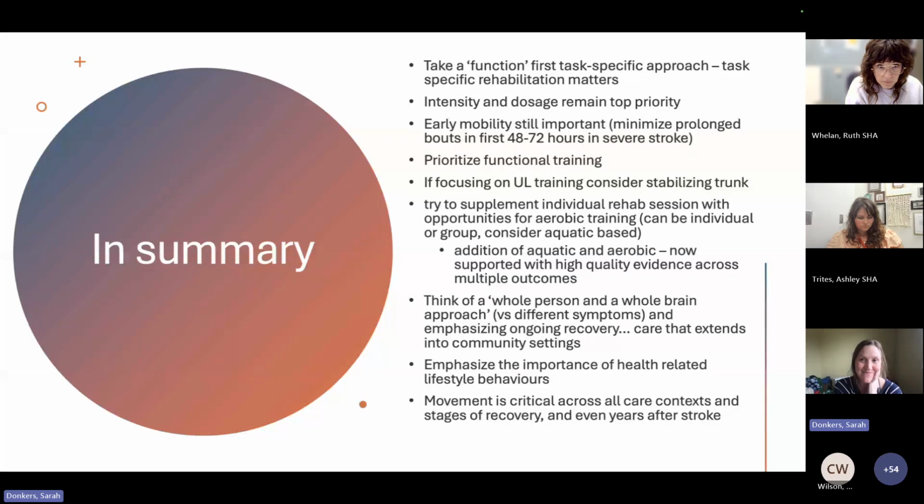So in summary, taking a function-first, task-specific approach matters. Intensity and dosage should remain your top priority. So they're getting therapy, but start to think about the quality of therapy. If you're not monitoring how hard they're working or how much they did, how are you going to progress it? So maybe caring less about, oh, should I use this approach or that approach? Think, I can sprinkle anything on to augment this movement in this practice, but did I give them enough time under training?